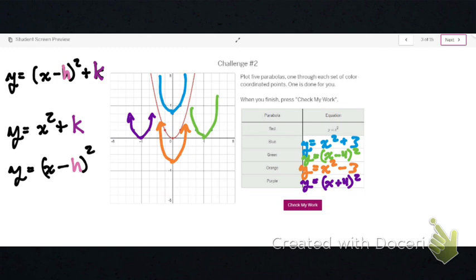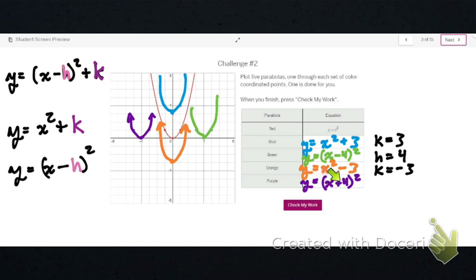Okay, so let me sum up what happened here. The blue one had to move up 3, and so we gave it a k that equals 3. The green one had to move to the right 4, so we gave it an h that equaled 4, right? Because it already had the minus sign in the template. Then for the orange one, we moved down 3, so we gave the function a negative 3 for k.